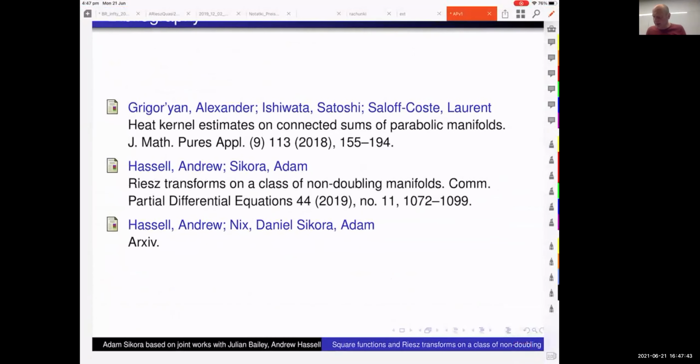I forgot, I've got one more paper which I should mention, which very nicely describes the notion of manifolds with ends. So this is Grigorian, Satoshi and Salow-Cost, and the results about Riesz transform are already published, whereas this result, which I mentioned with dimension 2, is still in the process.